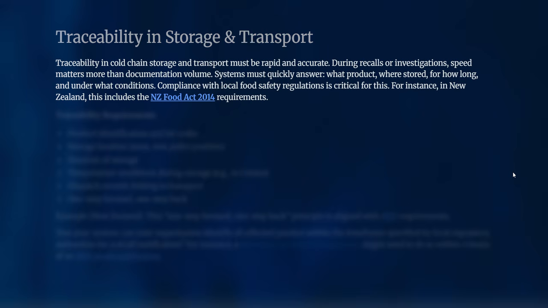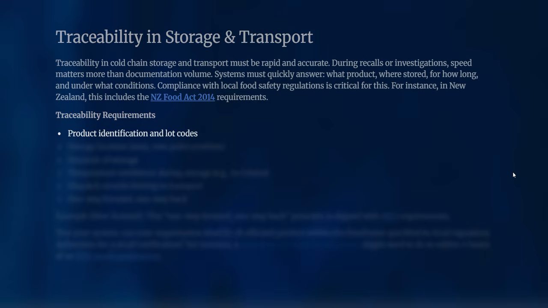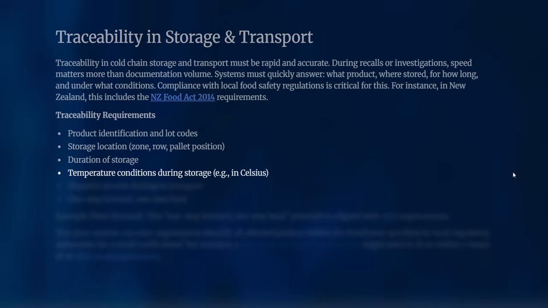For instance, in New Zealand, this includes the Food Act 2014 requirements. The traceability requirements: product identification and lot code, storage location by zone, by row, by pallet position, and duration of storage, and temperature conditions during storage, and dispatch records linked to transport, and one step forward and one step backward. So at all times, you must know your products by lot number, where you are storing them, where you transported them, and what's the remaining amount, and temperature conditions.